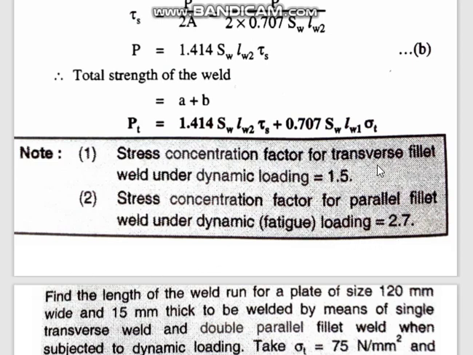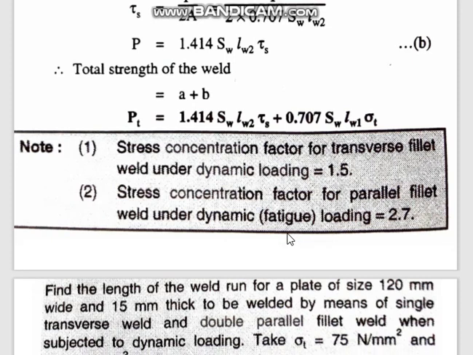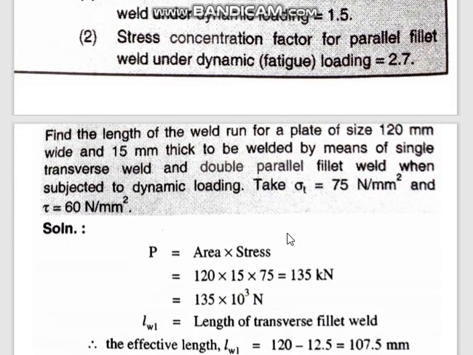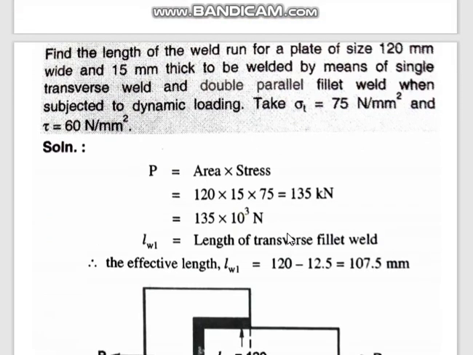You can take 1.5 for transverse fillet weld, and 2.7 for parallel fillet weld. Okay, so don't worry, I don't think they will ask you to apply these things, but even if they do, you just go through some of the problems, then you will have an idea how to do it. Now let us come and solve one problem.